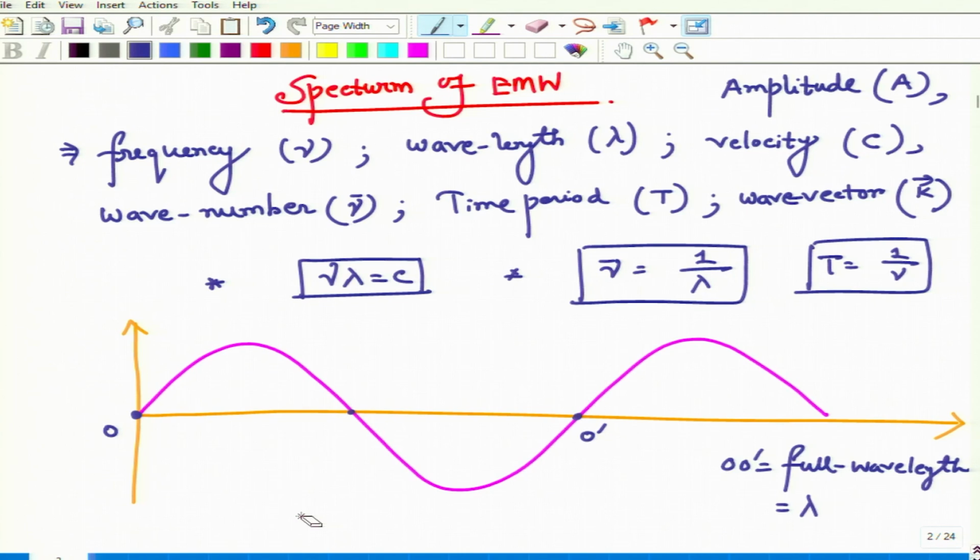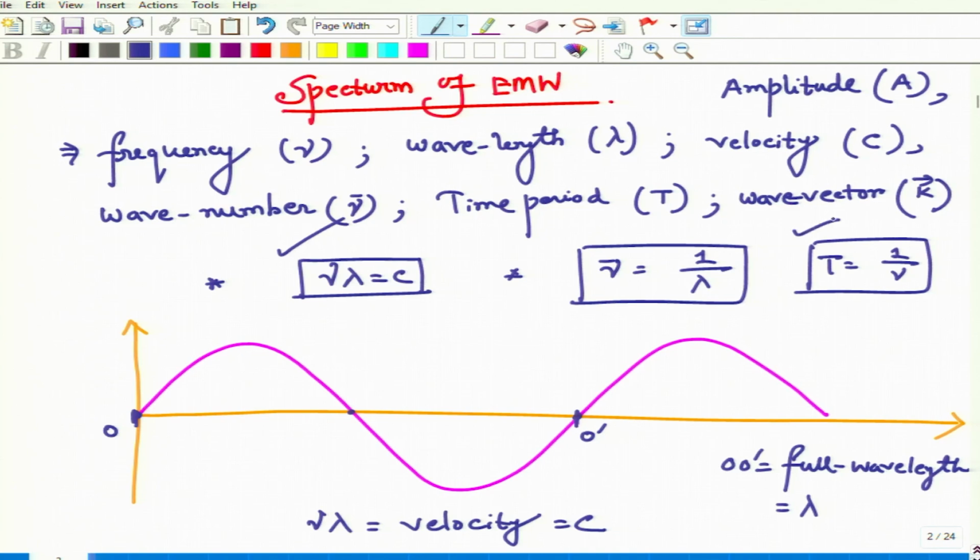So it is clear that in 1 second, if nu full waves are generated, then the wave travels nu times lambda in 1 second, because one full wavelength is represented by lambda. At any particular 1 second, it generated 10 full waves, so the length is 10 into lambda, that means nu into lambda. Here 10 is the frequency, represented by nu. So nu lambda is the distance covered by the wave in 1 second, which is essentially the velocity of that wave, equal to c. So nu lambda is equal to c.